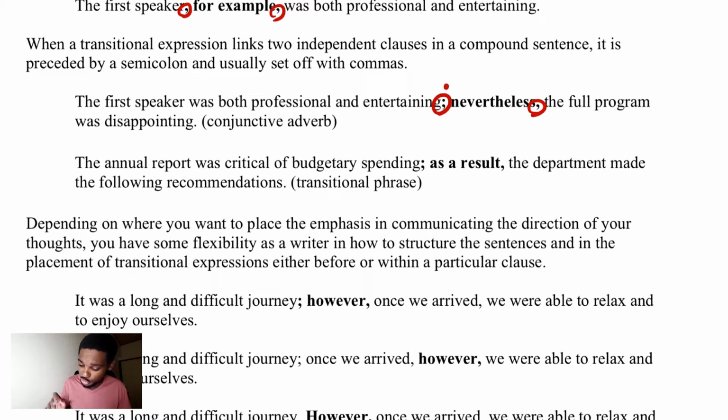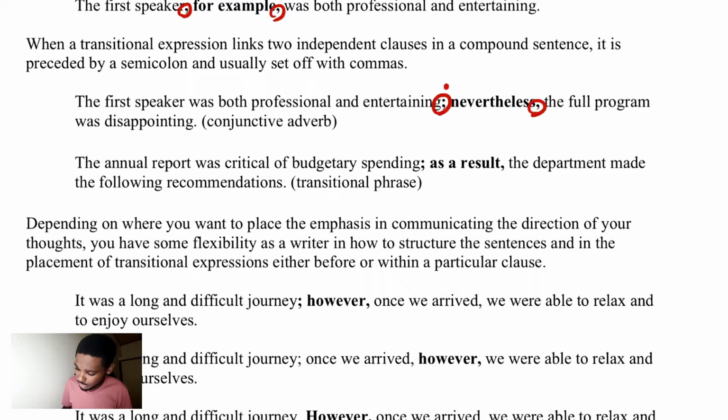The first speaker was professional and entertaining. It's an independent clause because this could be a sentence by itself and you could end it right there, game over. Everybody understands. It's independent. It stands on its own. But let's say you want to connect it to another independent clause. For example, this one. The full program was disappointing.